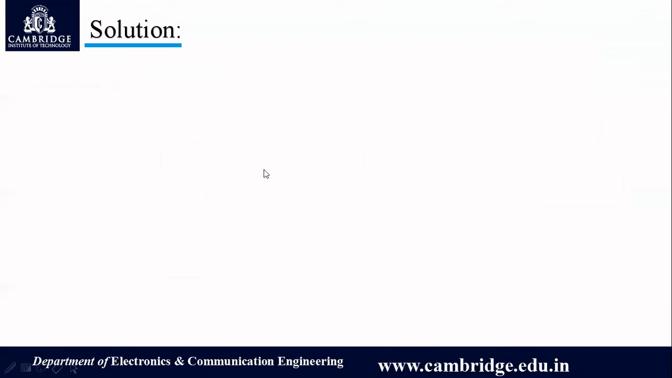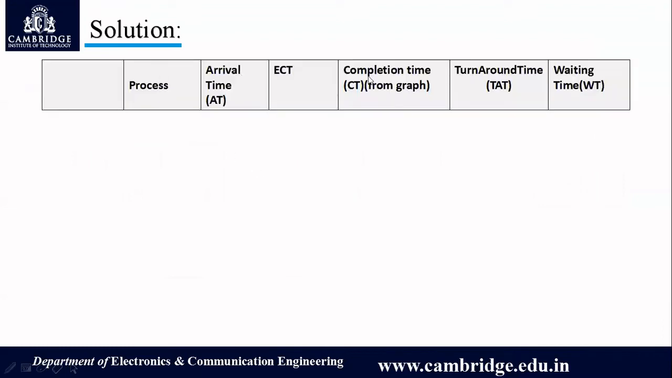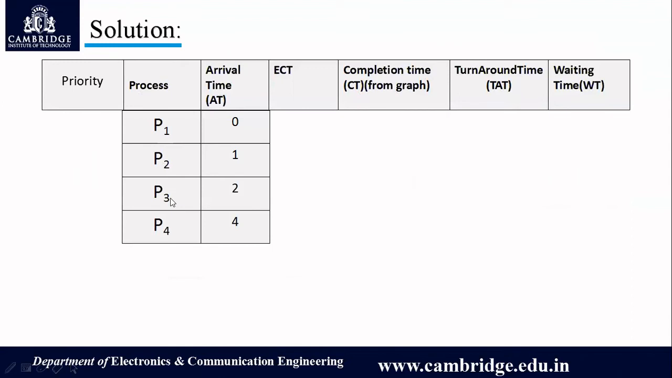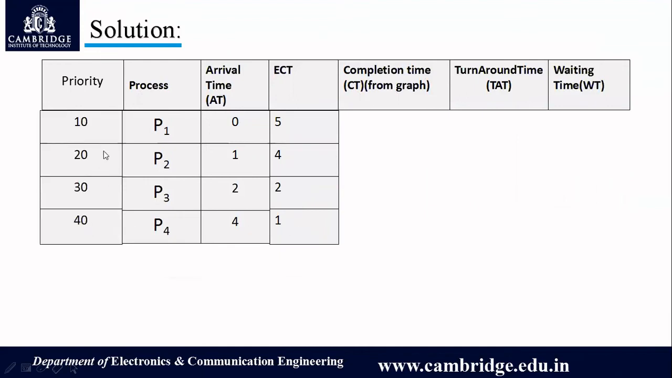So like the previous problems, we will be tabulating the same data. Along with this, you have to add another column to indicate the priority of the process. So how many processes are there? 4 processes. Their arrival times according to the problem statement are written here, and their ECTs are also taken. Priorities are also specified. So this much of data is given in the problem.